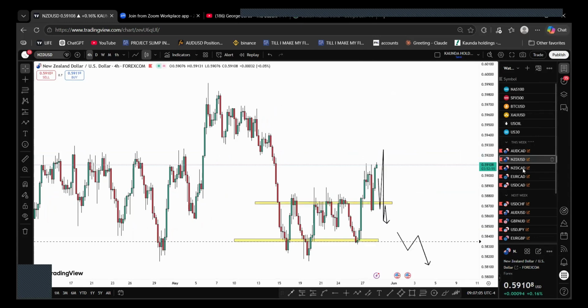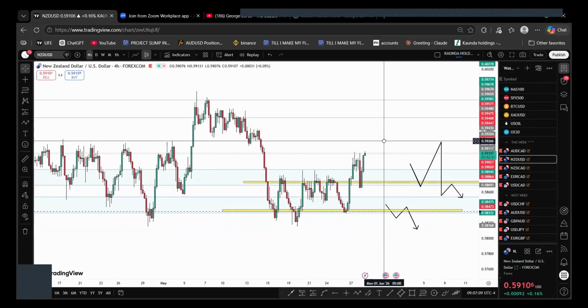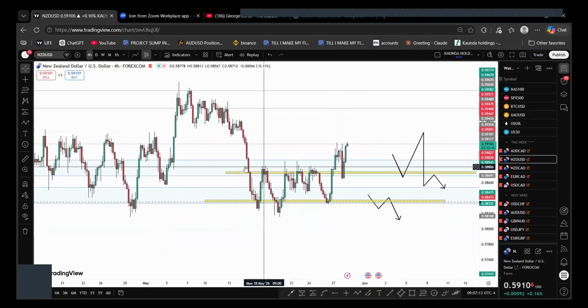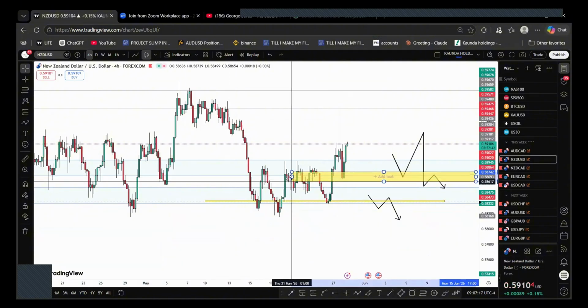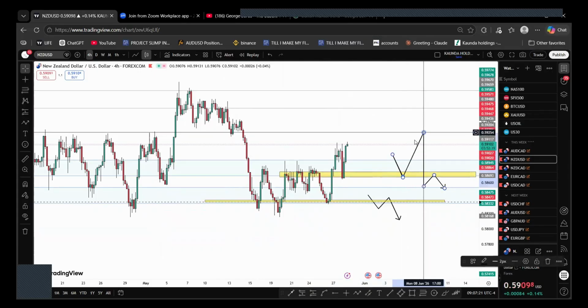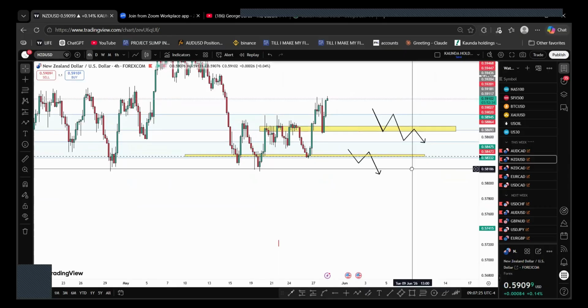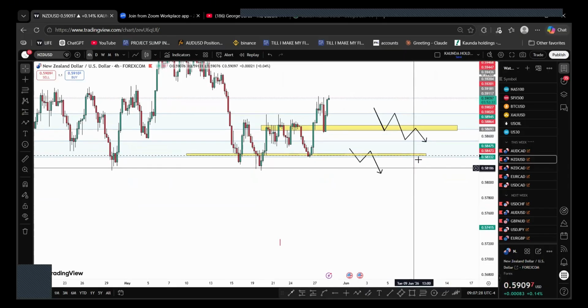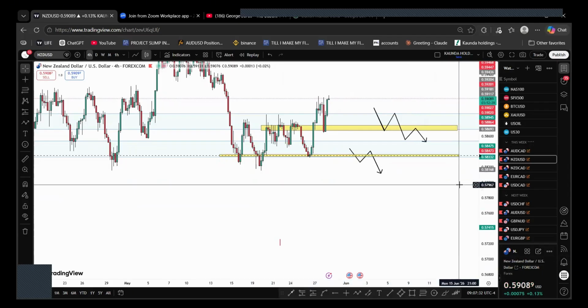NZD card, you can see that price has made the new high. So since we've made the new high, the analysis still stands. I need price to come back here and break below, and then it can sell. Okay, this is all we need.